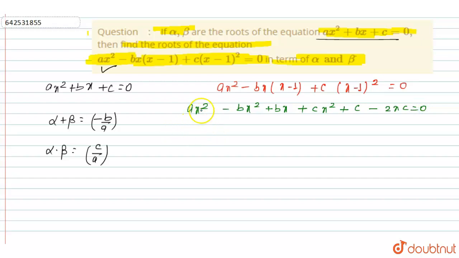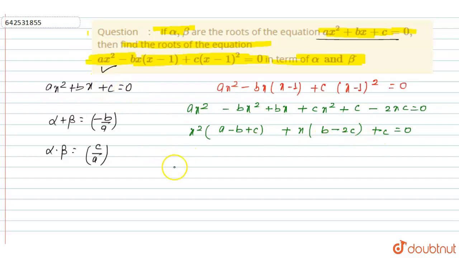When we take x square common, we can write x square into (a minus b plus c), and when we take x common, x into (b minus 2c), plus c is equal to 0. This is the quadratic equation, and when we compare, the value of a is a minus b plus c, the value of b is b minus 2c, and the value of c is c.